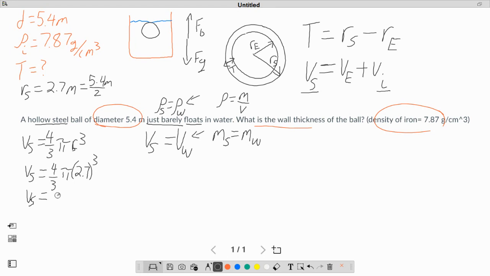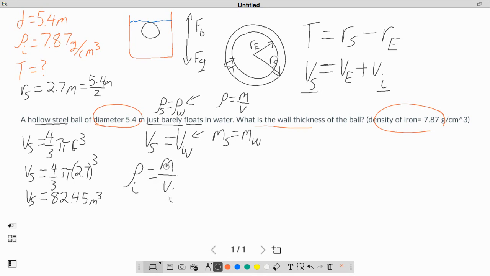π times 2.7 cubed. So I get a volume here of about 82.45 meters cubed, which, if you didn't notice, is an enormous volume. Now, how do we find the volume of the empty part? Well, we get that from this equation, so we've got to find the volume of iron, and we just use our density formula here. It gives us the iron's density, and we know that's mass divided by the volume of iron.